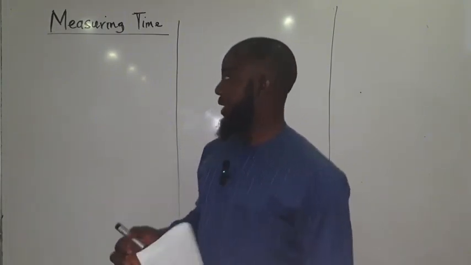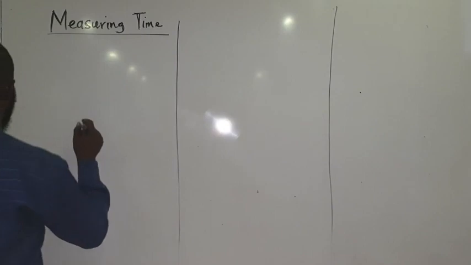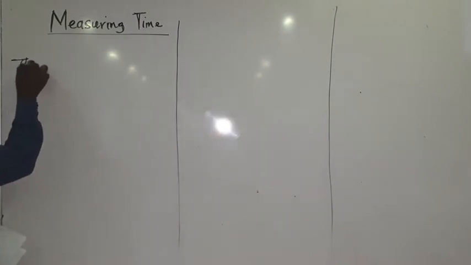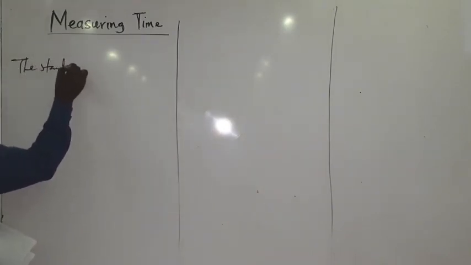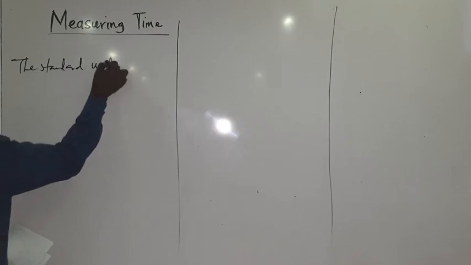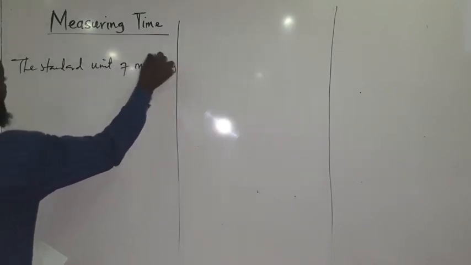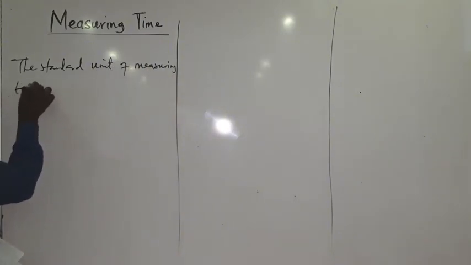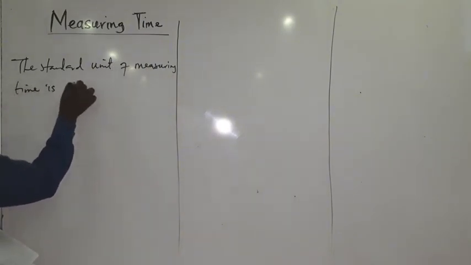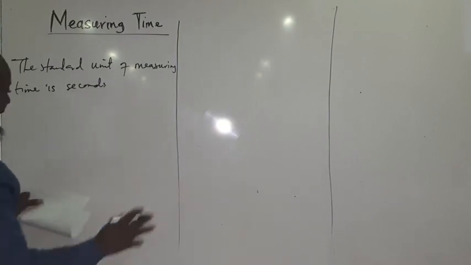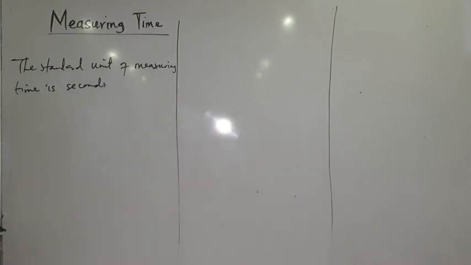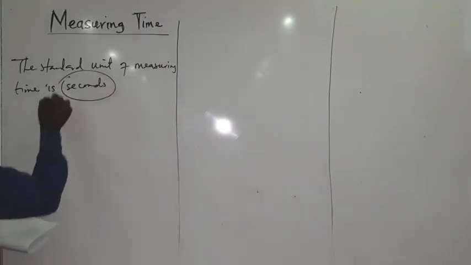So the standard unit of measuring time is seconds. So that is the standard unit. The standard unit of measuring time is what? Seconds. So we now need to look at the units of measurement. This is the standard unit, which is seconds.